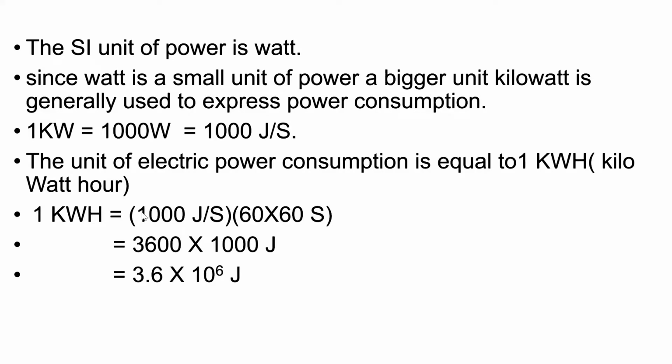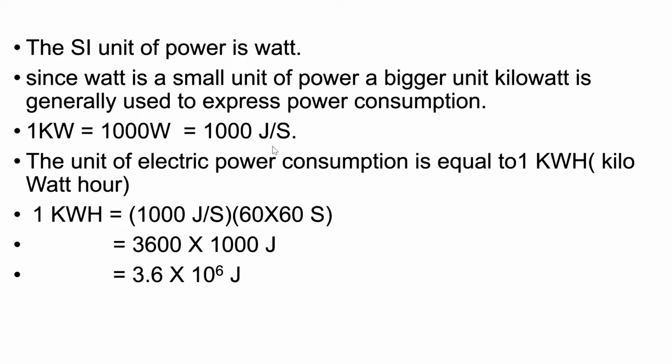Now, the SI unit of power is watt. Since watt is a small unit of power, a bigger unit, that is kilowatt hour, is generally used to express power consumption. You would have learned in your previous classes that 1 kilo is a multiple of 10, that is 10 to the power of 3. So 1 kilowatt is equal to 10 to the power of 3 watt, that is 1000 watts. And we know what 1 watt is equal to? 1 watt is equal to 1 joule per 1 second.